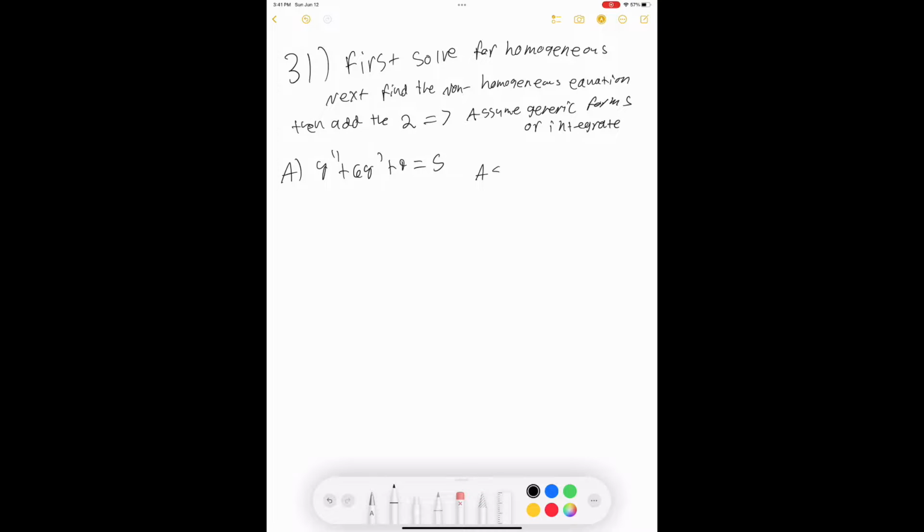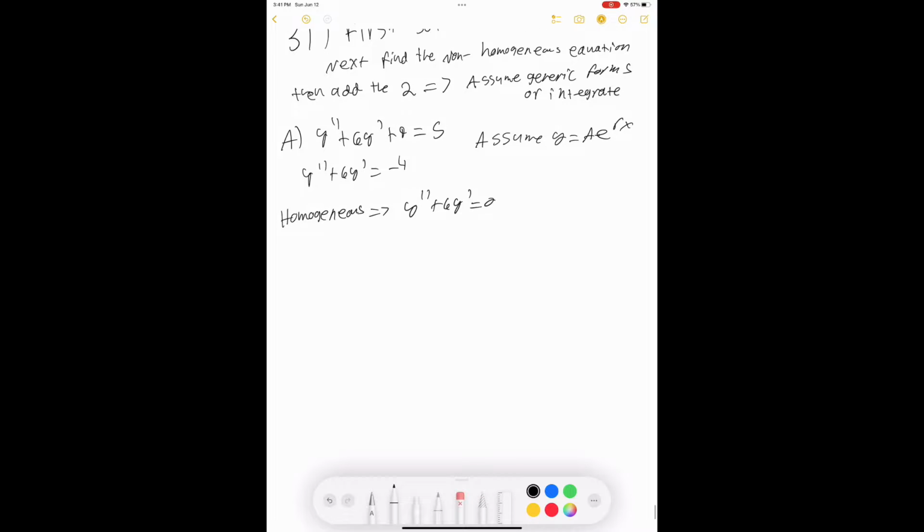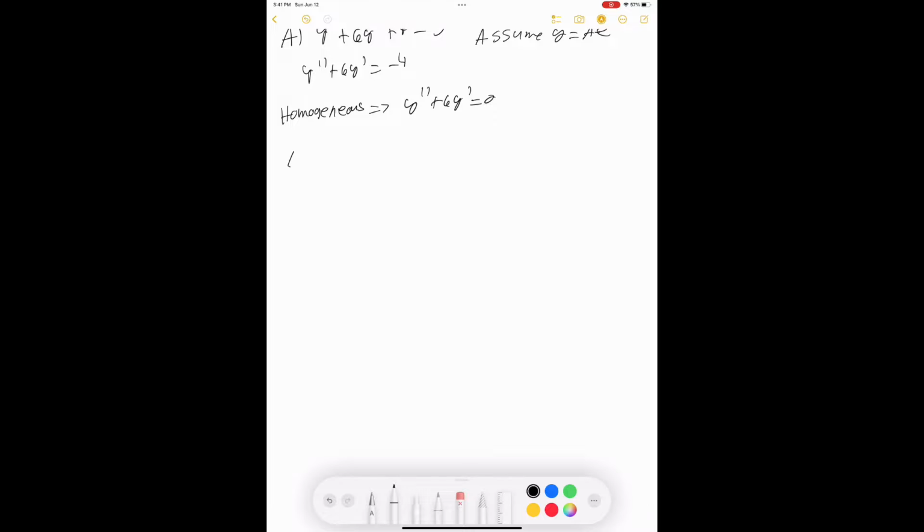So we have the second derivative of y plus 6 times the derivative of y plus 9 equals 5. Of course, we could always slide that 9 over to the other side, make this equal to -4, but we're going to be solving for the homogeneous solution anyway. So we're going to be turning that -4 into a 0 and solving. Anytime you have a linear differential equation, it's always worthwhile to assume a e to the rx is your y function, right? So by assuming that, you get the first derivative equal to r a e to the rx, and the second derivative equal to r squared a e to the rx.